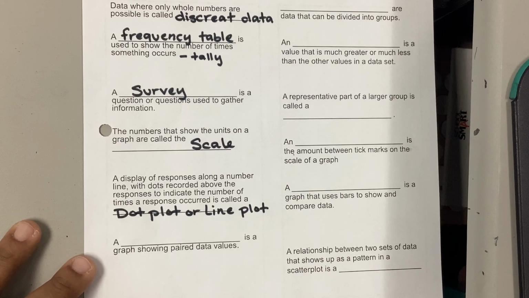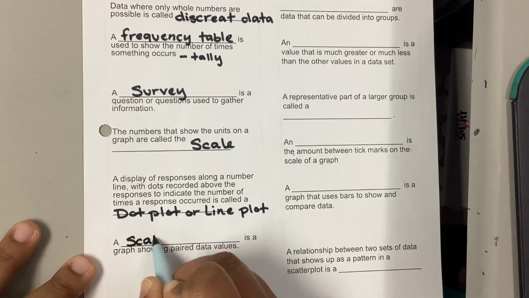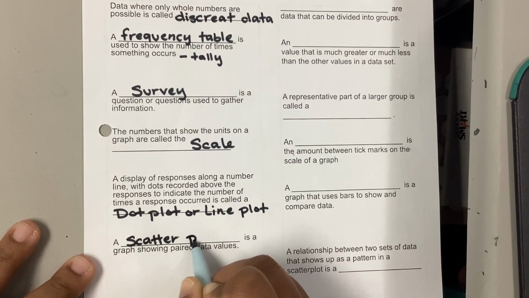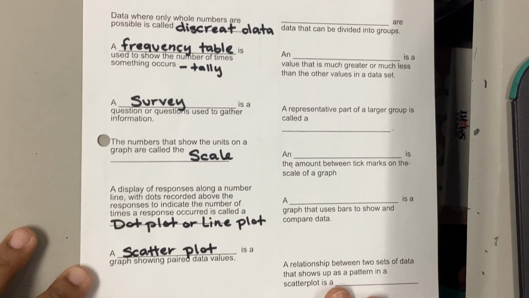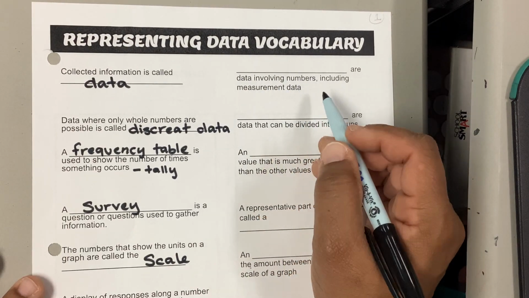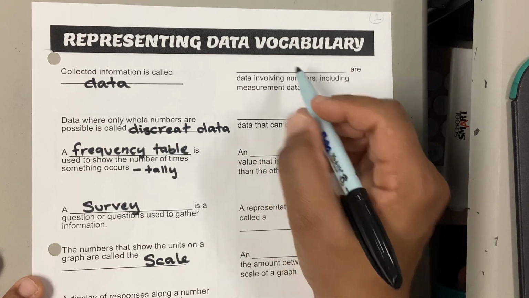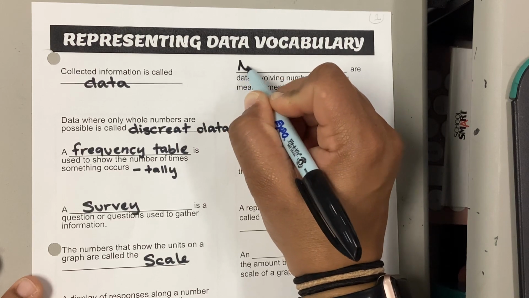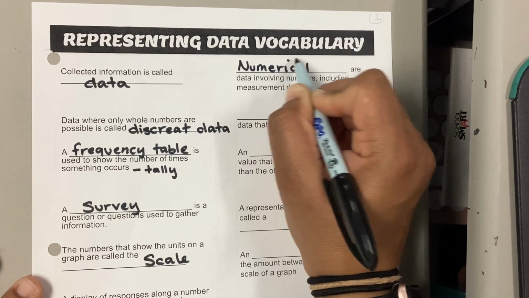A scatter plot is a graph showing paired data values. So scatter plot. Next one. Numerical data is data involving numbers, including measurement data. So numerical data.